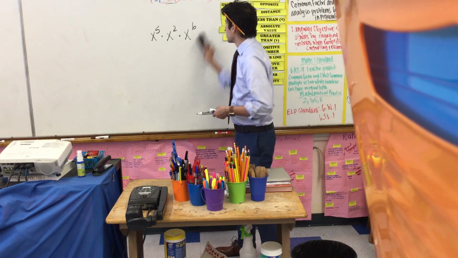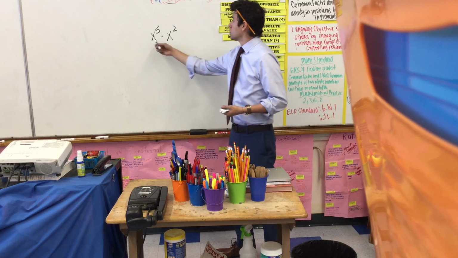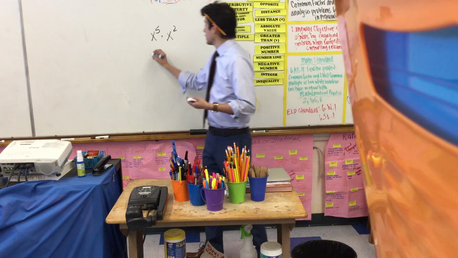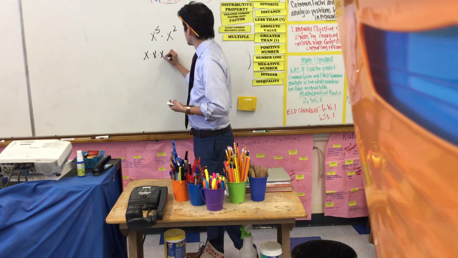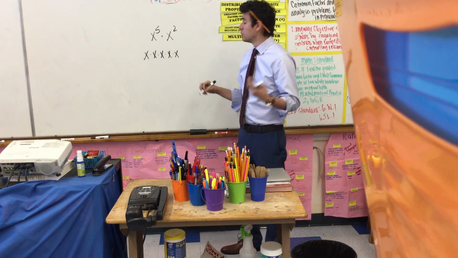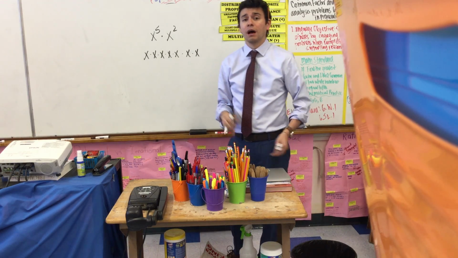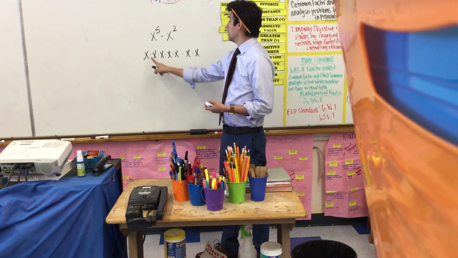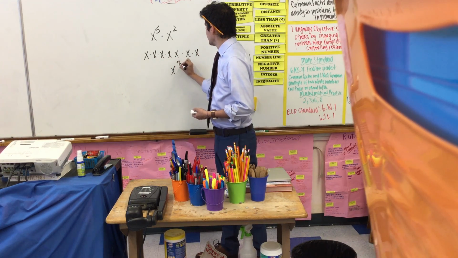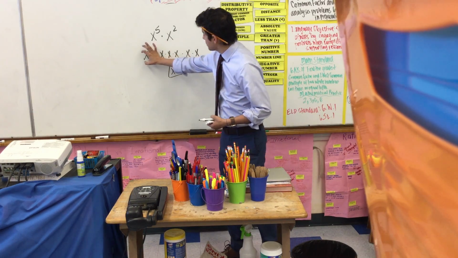So let me erase this one down. Let me take that out just so you guys can see, because exponents you have to look at patterns. So how many x's do you have in this section? Well, 5. So we're going to write the base 5 times. 1, 2, 3, 4, 5. And then how many x's do you have here? We have 2. So we're going to write 2. 1, 2. Altogether, how many bases do we have? 1, 2, 3, 4, 5, 6, 7. So the answer is x to the 7th. You're done. That's it. This is called expanded form.